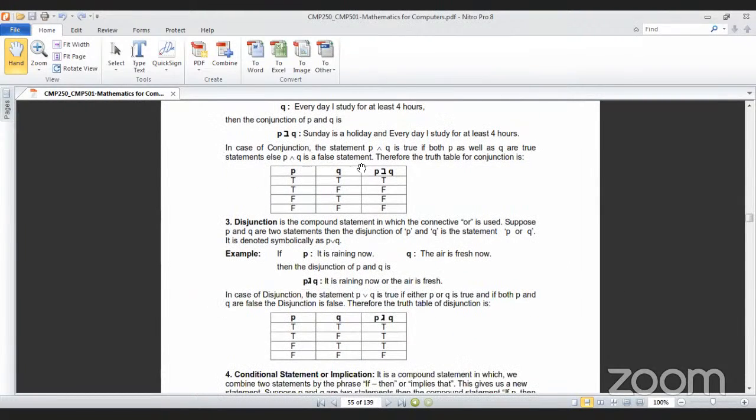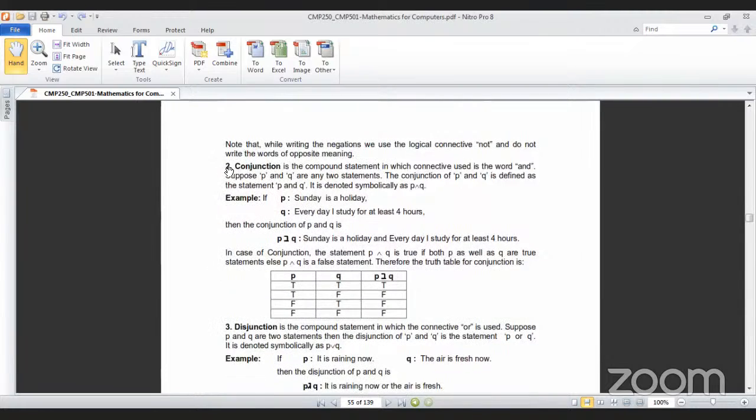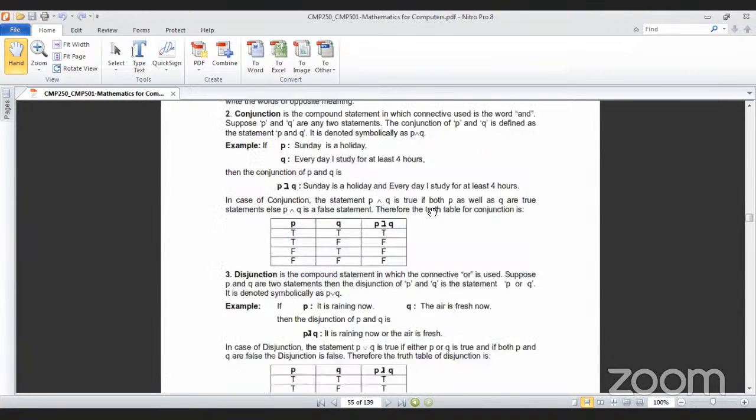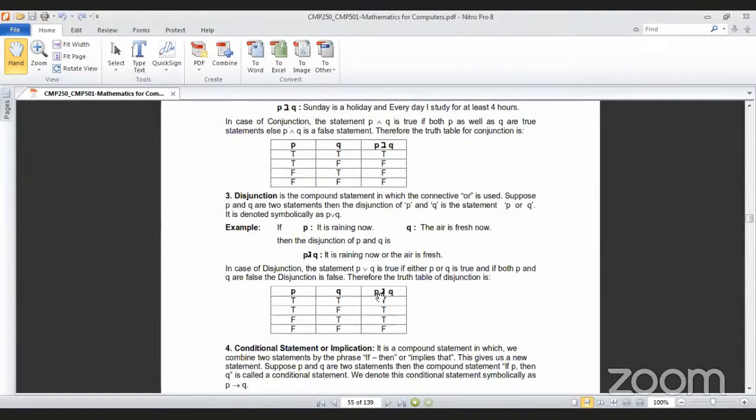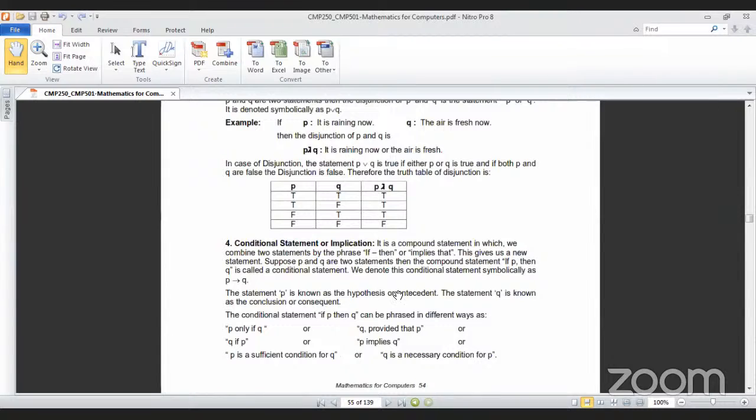Now disjunction means what? Or. See, conjunction means and, disjunction means or. Now what happens in or is, the only difference over here is, you are going to get F only when both the statements are false. Only at that time your disjunction statement will be false. Otherwise it will always be true. Keep this in mind.